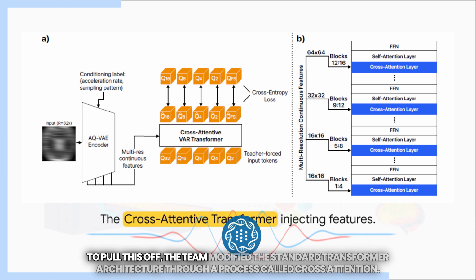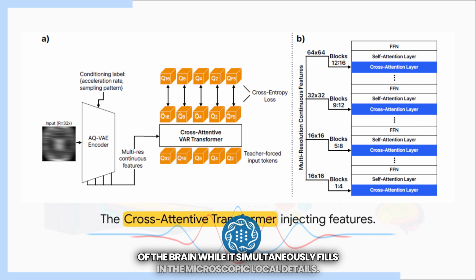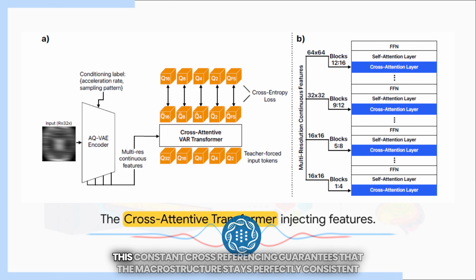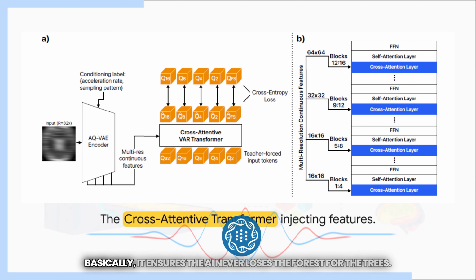To pull this off, the team modified the standard transformer architecture. Through a process called cross-attention, the model essentially cross-references the coarse, zoomed-out global structure of the brain while it simultaneously fills in the microscopic local details. This constant cross-referencing guarantees that the macro structure stays perfectly consistent while the high-frequency micro details get accurately filled in. Basically, it ensures the AI never loses the forest for the trees.